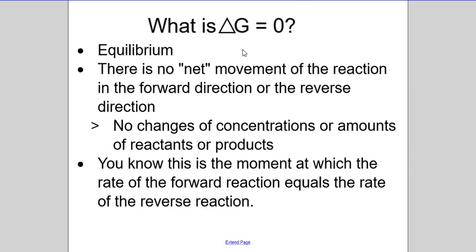So what is delta G equal to 0? This is, again, not the standard delta G. It means equilibrium. There is no net movement in the reaction in the forward or reverse direction. So complete equilibrium: reverse and forward rates equal each other.